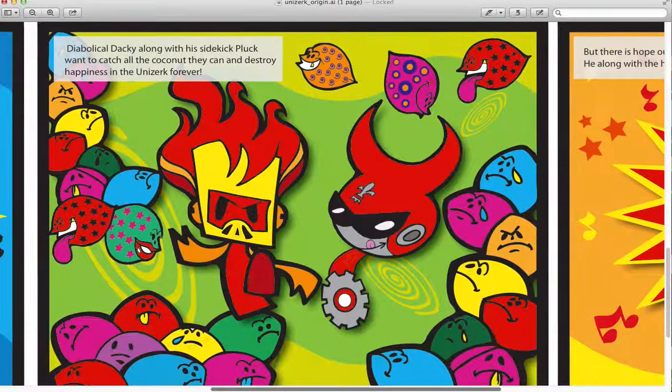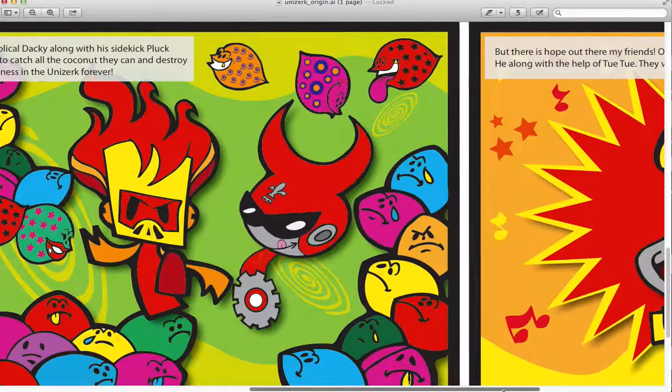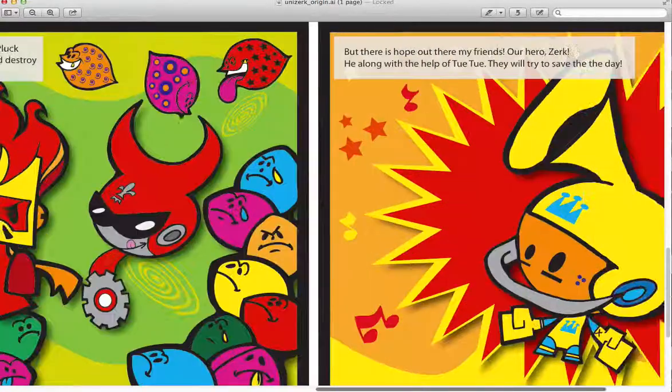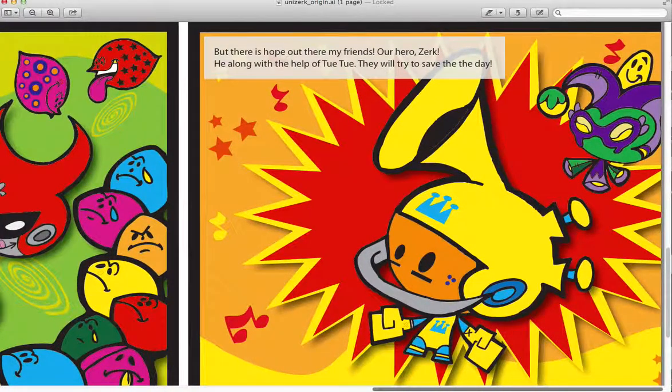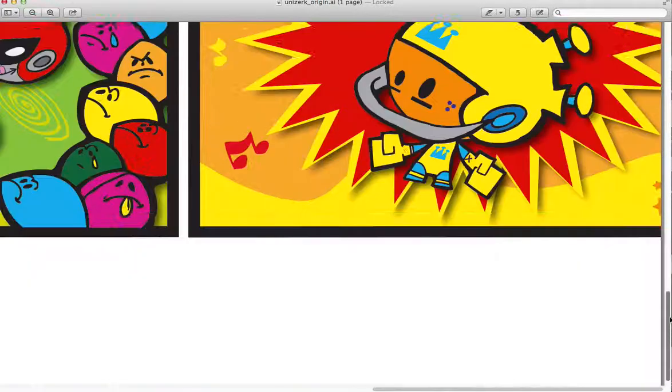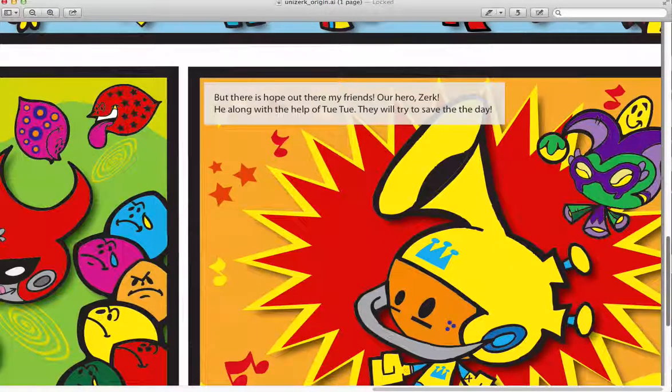So we're introducing the good and bad players. These are the two bad players, and people will get to select whether they want to play with the good guys or play with the bad guys. But there is hope out there, my friends. Our hero Zerk, along with the help of Tutu, will try to save the day. And again, introducing movement in this frame, so it has a very animated feel.